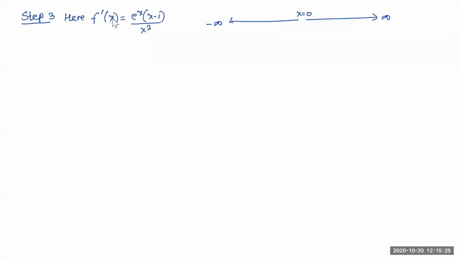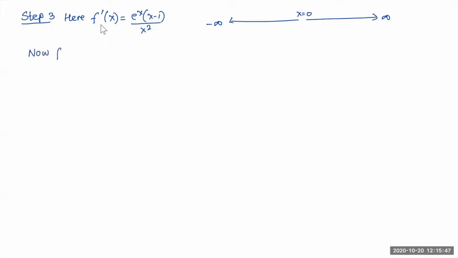So far, we got the first derivative, which is equal to e to the x times x minus 1 over x squared. We know that the domain is from negative infinity to infinity. We don't know what is going on at x equal to 0. Now we are going to get more information about the function using the second derivative. So let's find the second derivative.